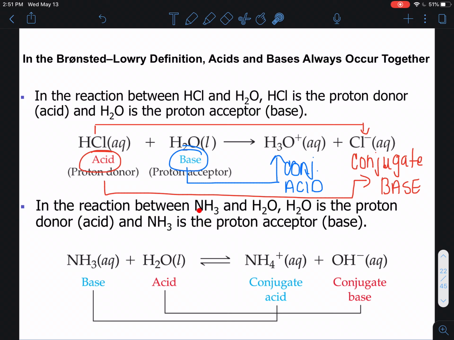Here's another example. In the reaction between ammonia and H2O, H2O is the proton donor, right? It's the acid. And if we follow it through, it loses a proton, and it forms a hydroxide anion. That is the conjugate base of water when it acts as an acid. Ammonia starts off as a base, and once it reacts with water, accepts the proton, it now becomes a conjugate acid. This extra proton that it gained can be given up, right? And because you see these double-headed arrows, this reaction can go back and forth, okay?